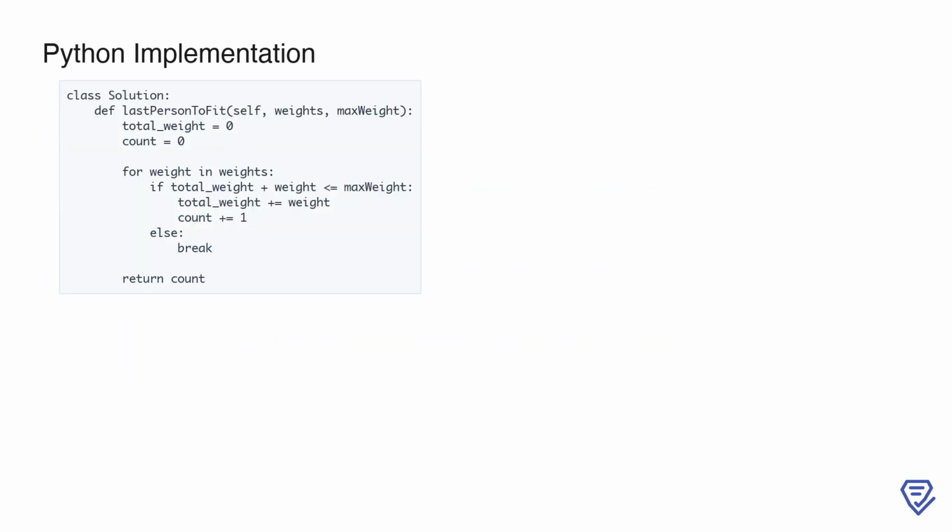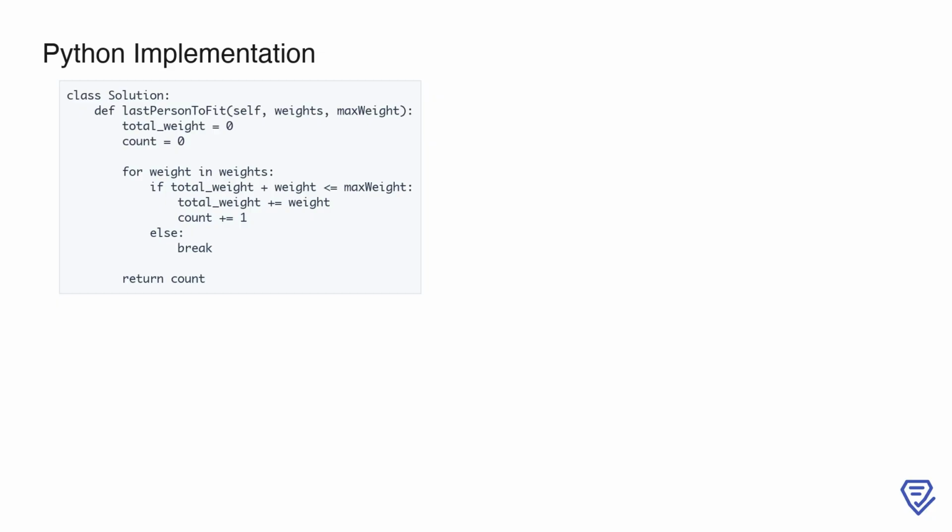This Python implementation solves the problem of determining the number of people who can fit in the elevator without exceeding the weight limit. The lastPersonToFit method iterates through the list of weights, tracking the cumulative weight in the total_weight variable. It also maintains a count of how many people have been added to the elevator. For each weight in the input list, the method checks if adding the weight to the current total would exceed the maximum allowable weight, max_weight. If it does not exceed, the weight is added to total_weight, and the count is incremented. If it exceeds, the loop breaks, and the method returns the count.